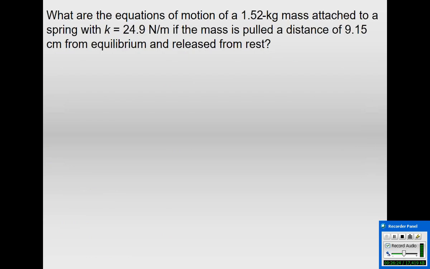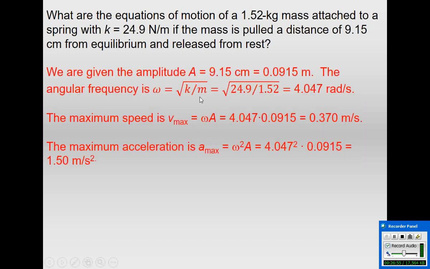Let's look at an example in which we describe the equations of motion for displacement and velocity and acceleration for this situation, a 1.52 kilogram mass attached to a spring with a spring constant of 24.9 newtons per meter, and it's pulled a distance of 9.15 centimeters from equilibrium and released from rest. What do we have? The amplitude is given, 9.15 centimeters. We're going to convert that to meters, 0.0915 meters.